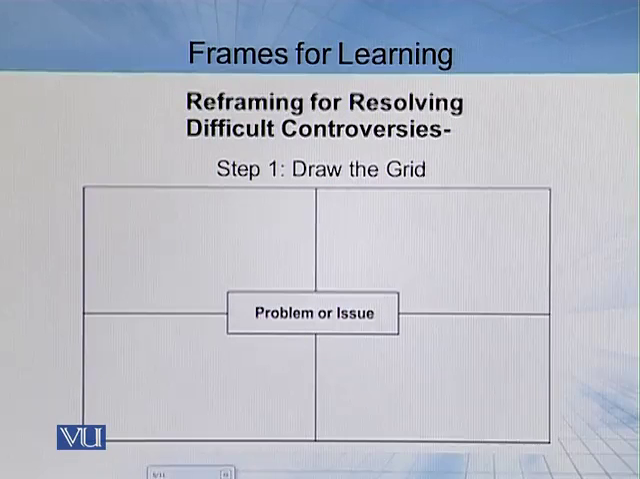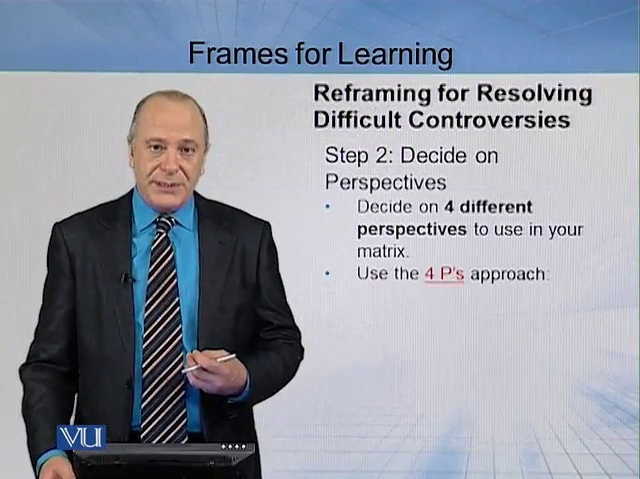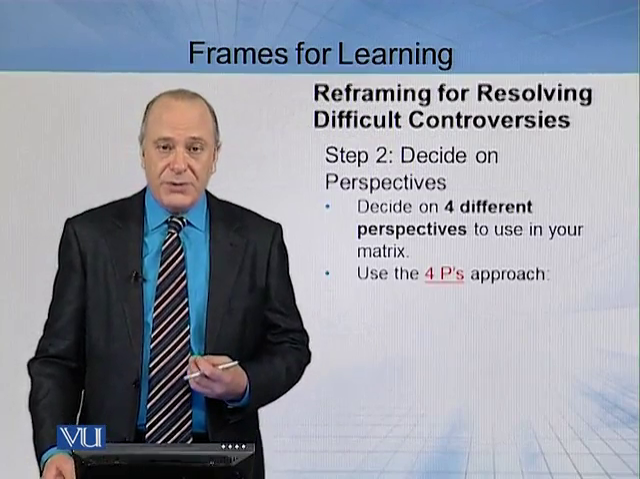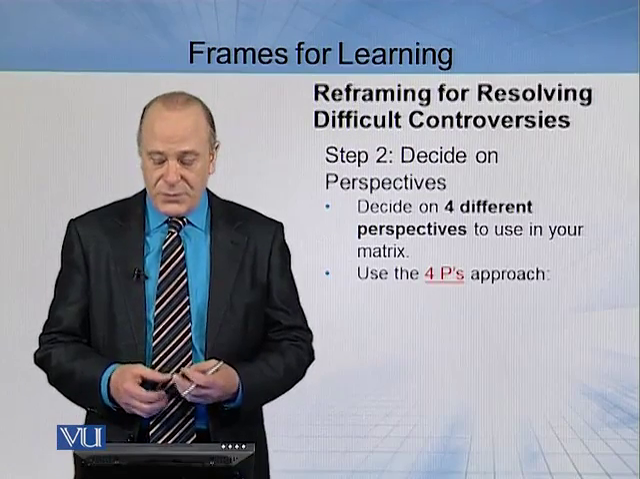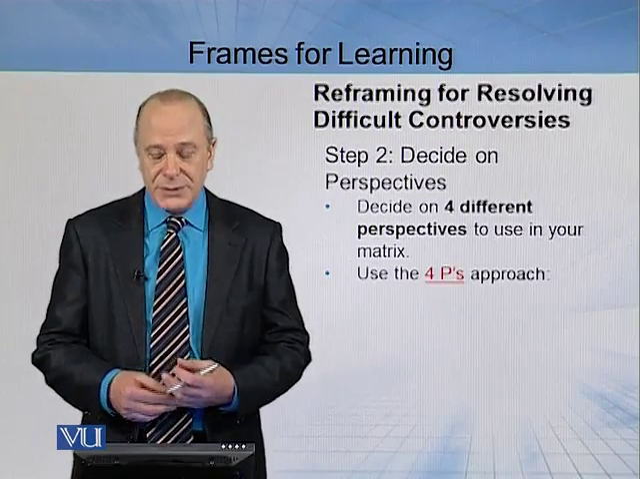So in the center of the grid, we will identify the particular problem or the issue that we're having in the classroom in as much detail as we can actually provide. And then around the problem, we will have those 4 boxes. And in those 4 boxes, we'll identify the 4 perspectives that we can use to explore the problem. So the question is, what do we put into those 4 boxes? Well, what we can do is use what's called the 4 Ps approach.